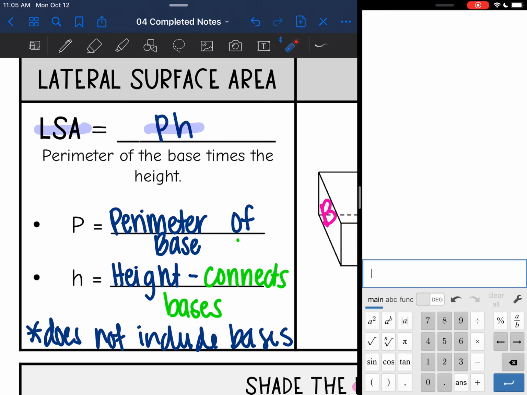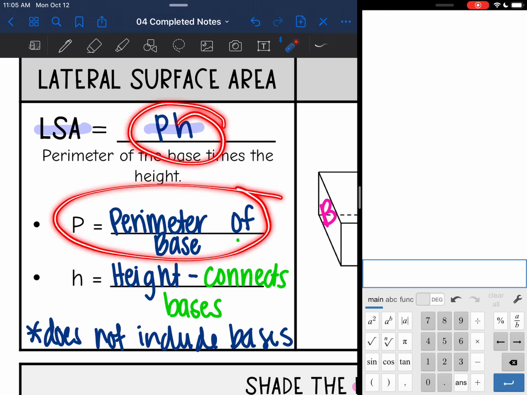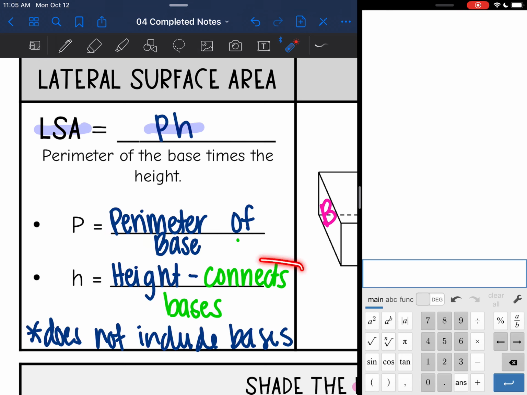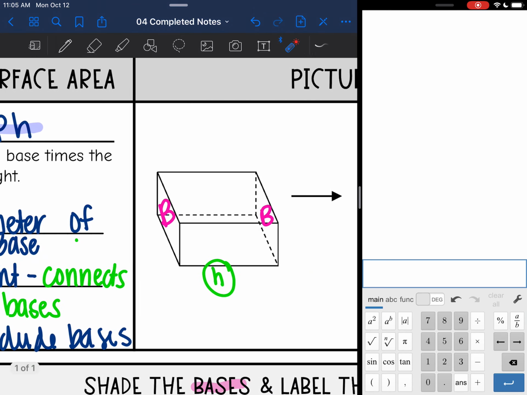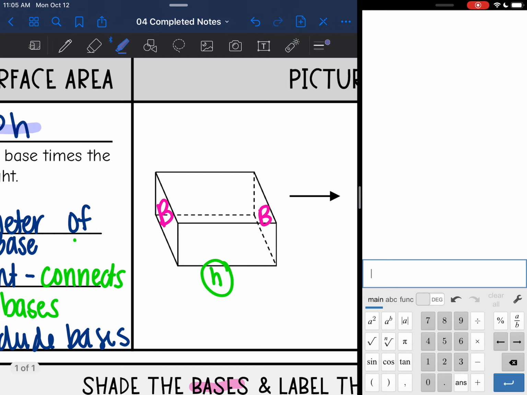And the way you find it is by doing the perimeter of the base, that's what the capital P is, times the height. And remember, the height connects the bases. So let's look at that a little bit more here. The lateral surface area would be all of this part that I'm shading, just not the bases, because lateral surface area doesn't include the bases.